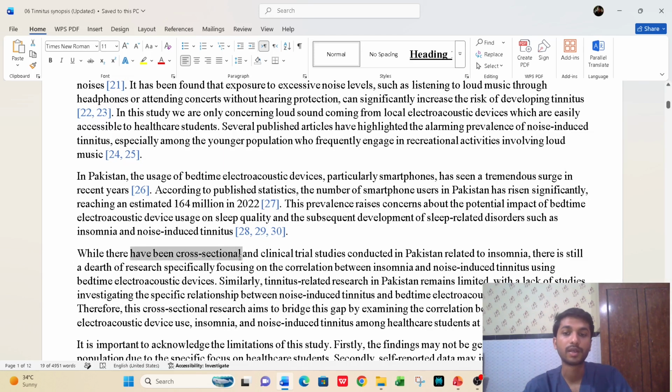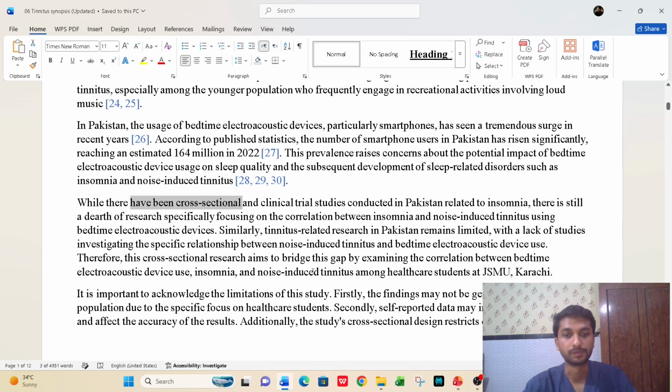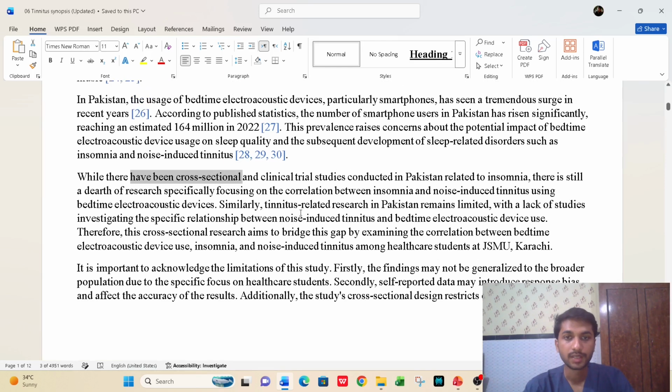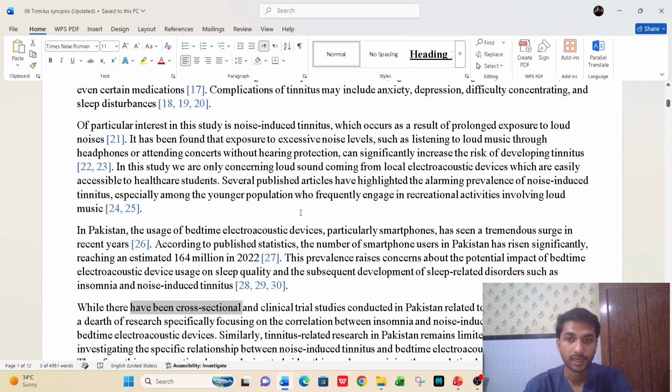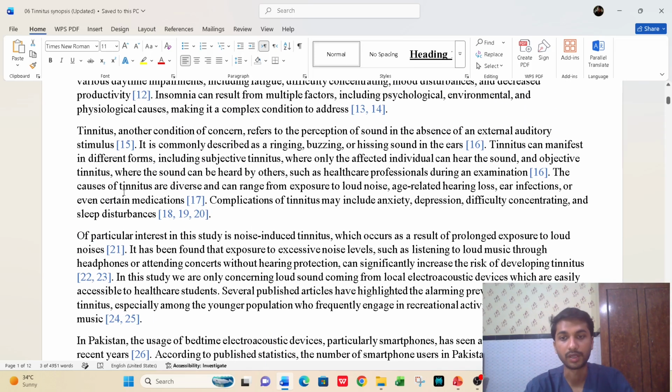So here the author is telling that while there have been cross-sectional clinical trials conducted in Pakistan related to insomnia, there is still a dearth of research specifically focusing on the correlation between insomnia and these things as well. Okay, so what I'm trying to say in the presentation is the implementation. One thing more, you can cite these lines from another point of view as well. Okay, let me show you.